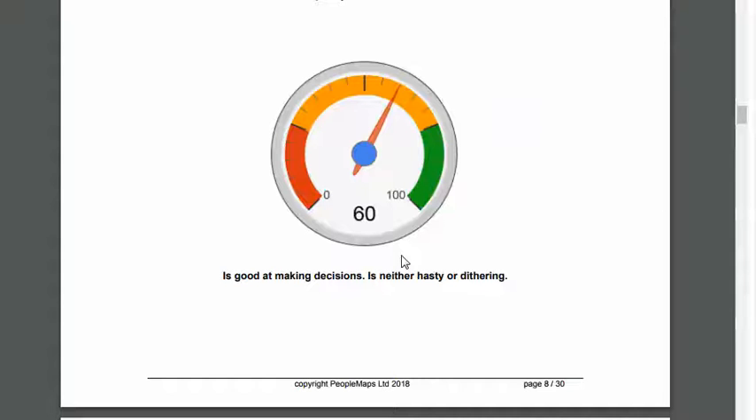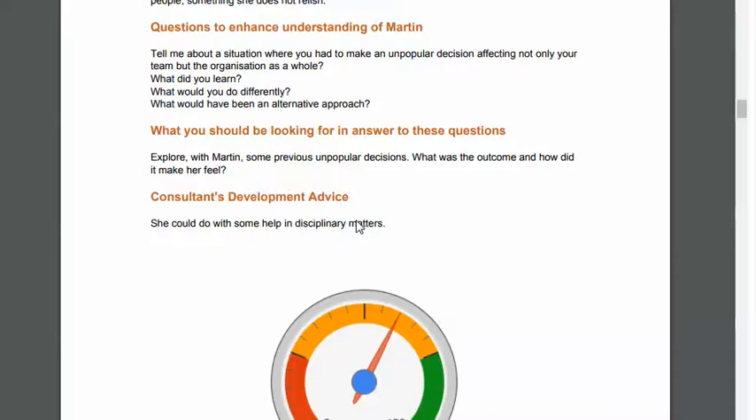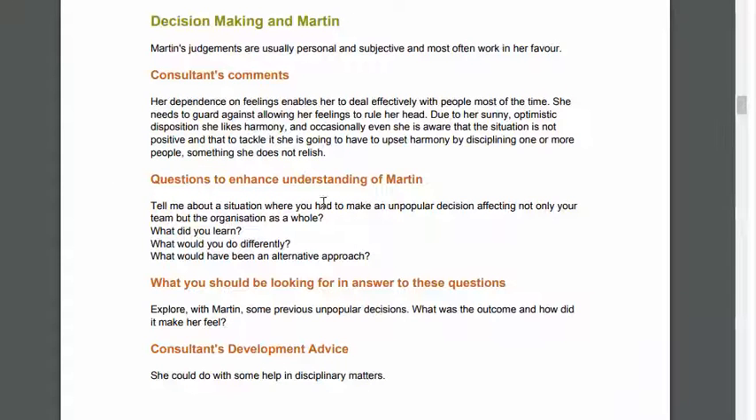And really for this person here, decision making isn't great. So they will struggle with this. And then you can come back to the actual questions. Tell me about a time, this is the question here, that you had to make an unpopular decision affecting not only your team but the organisation.